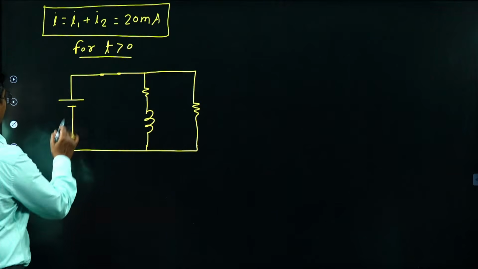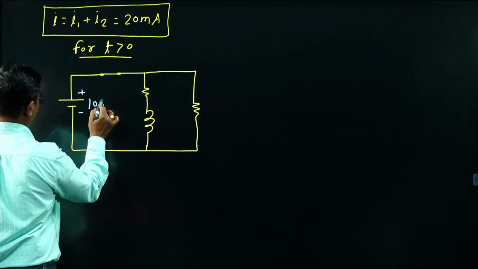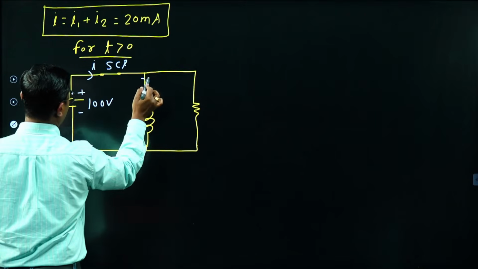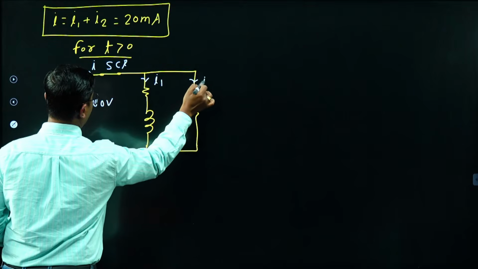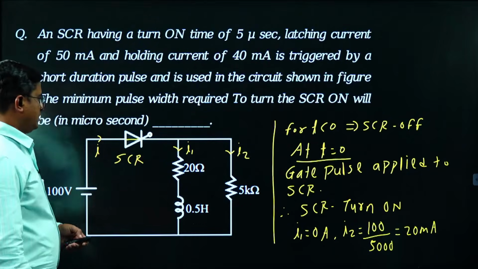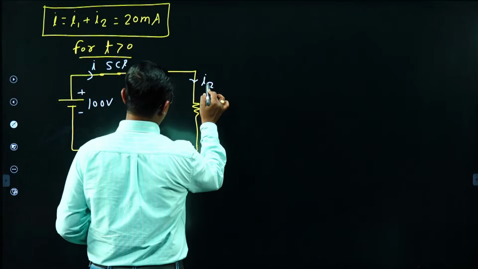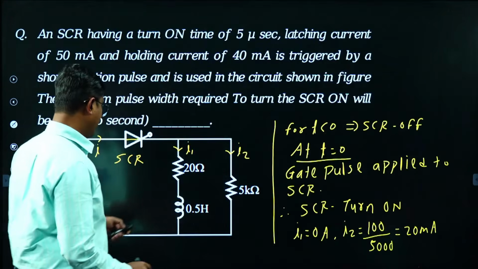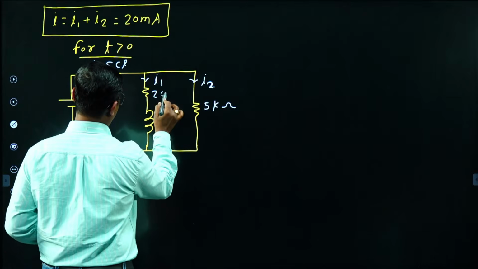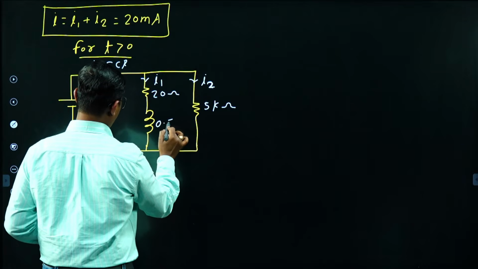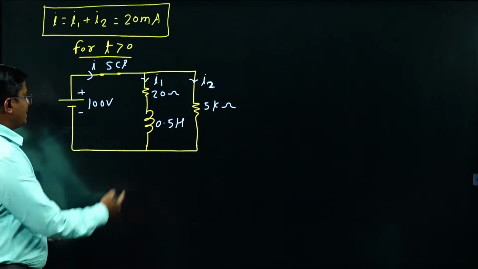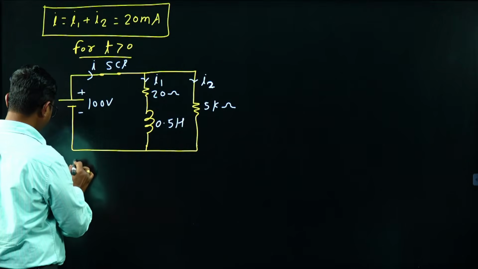Yes, 100 volt, SCR. This current is I, here it is I1, here it is I2. It is a 5 kilo ohm resistor, and 20 ohm and 0.5 henry. Yes. Now, what is the expression for I1?